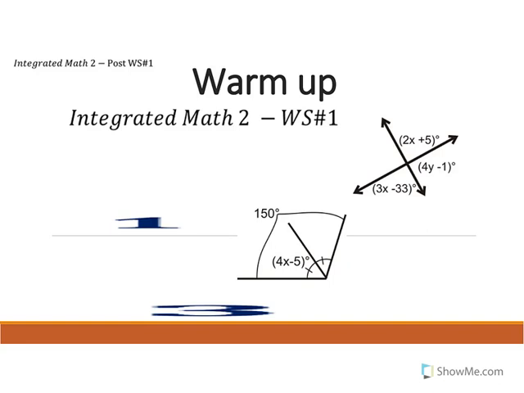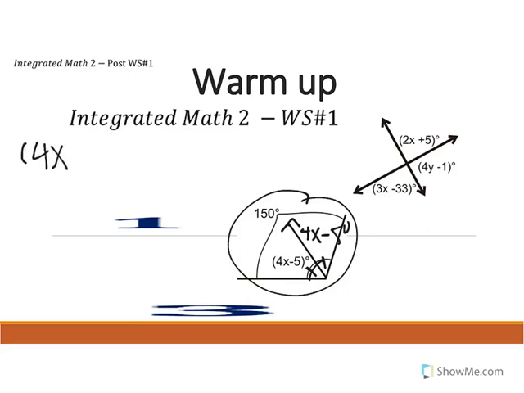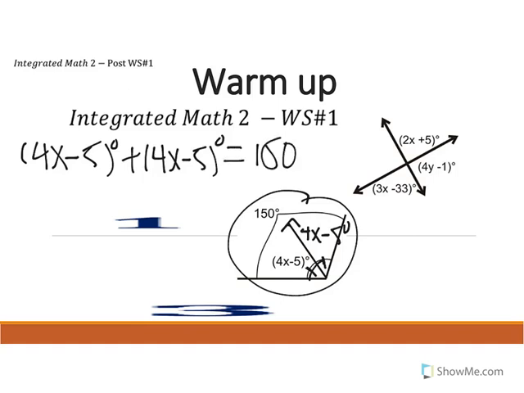Okay, so let's try this one first, right? So Sam, we see that these two have the same marking. That means that this is an angle bisector. So if this is 4x minus 5 degrees, this side is also 4x minus 5 degrees. So we can say that 4x minus 5 degrees plus 4x minus 5 degrees equals 150. Right, so from there we can combine like terms.